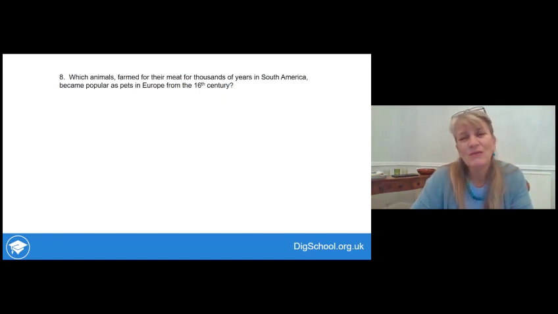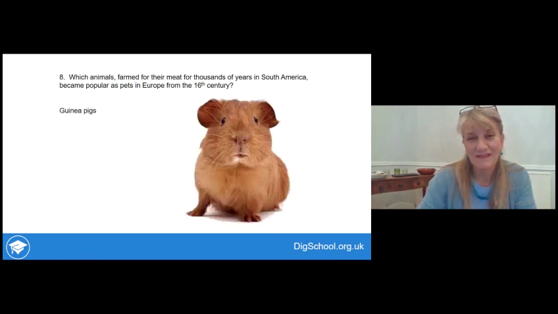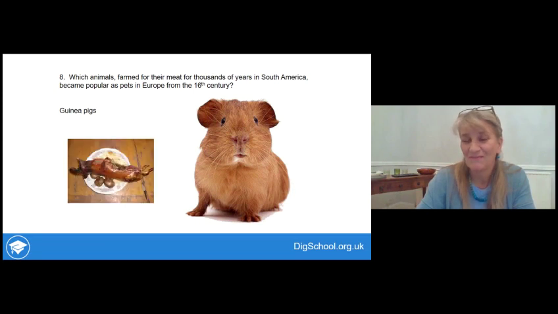Next question, which animals farmed for their meat for thousands of years in South America became popular as pets in Europe from the 16th century? So the answer to that question is guinea pigs. And if you have a pet guinea pig and want to look away now, I'm going to show you a picture of what that guinea pig looks like when it is cooked for dinner. Doesn't look particularly appetizing, really.